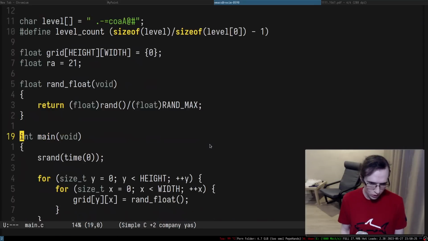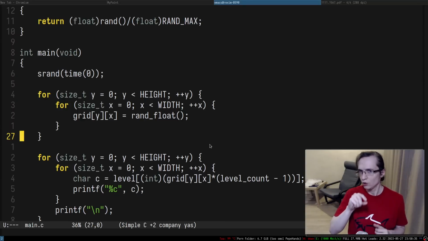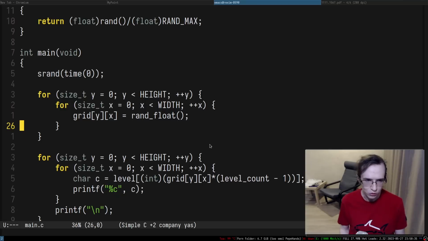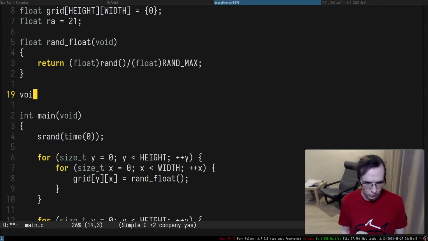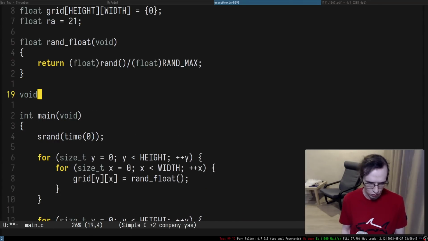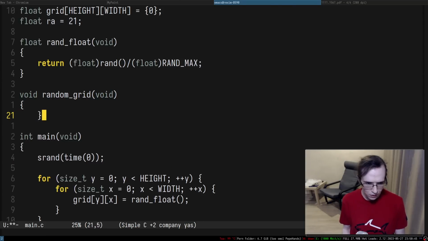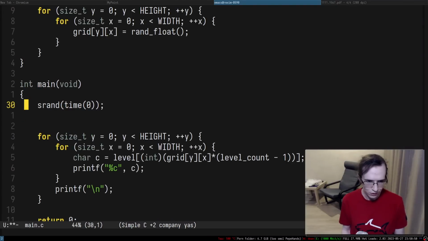So what I want to be able to do is compute this n and m for a particular point on the grid. So maybe I'm going to factor out some of these things. Here is basically a random initialization. It's actually called random grid, so I'm going to literally move this entire thing in there. Let's just factor it out as random grid.